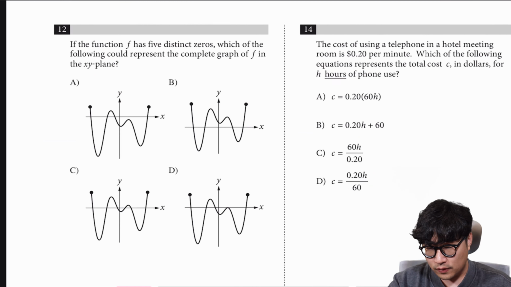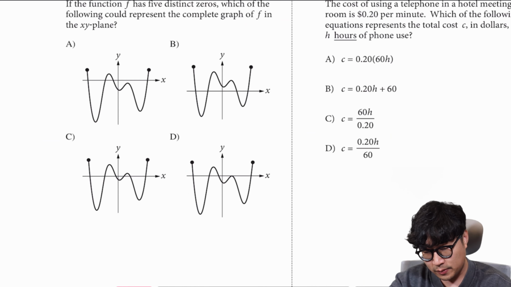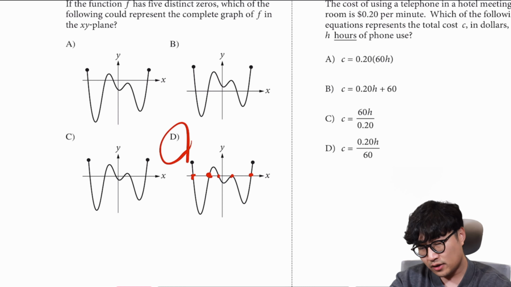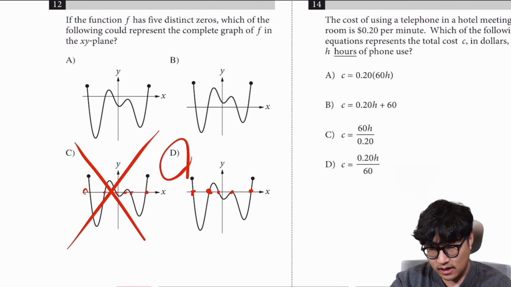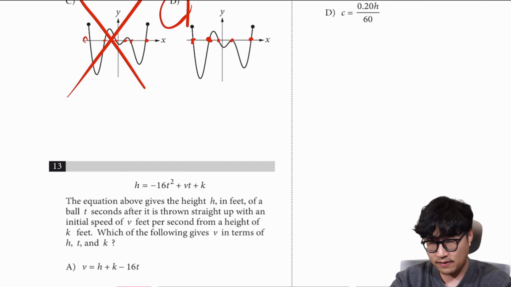All right, number 12. The function f has 5 distinct zeros. So 5 distinct zeros. I'm going to start from the bottom. D: 1, 2, 3, 4, 5. That seems pretty good. There it is. Done. If you look at the other one, C: 1, 2, 3, 4, 5, 6. It's got 6. We need to have 5. B's got 1, 2, 3, 4. A's got 1, 2, 3, 4. D's the only one that's got 5.